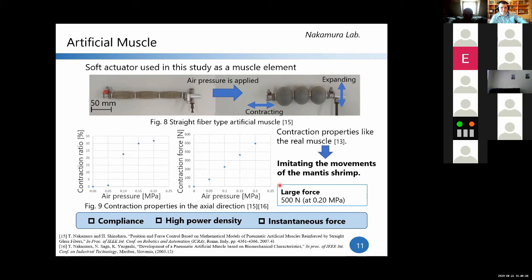Also, as shown in figure 9, this articular muscle has a large force in the axial direction. So I think it is possible to have compliance and high power density instantaneous force by using this articular muscle in this study. From the above advantages, in this study, we use this articular muscle to produce the device of the proposed model and confirm the movement of the device for trial.